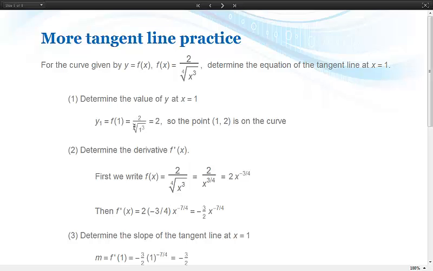That's 2 divided by the 4th root of 1 cubed. Well, 1 cubed is 1, and the 4th root of 1 is 1. So this is just 2 over 1, or 2. So the point (1, 2) is on the curve.